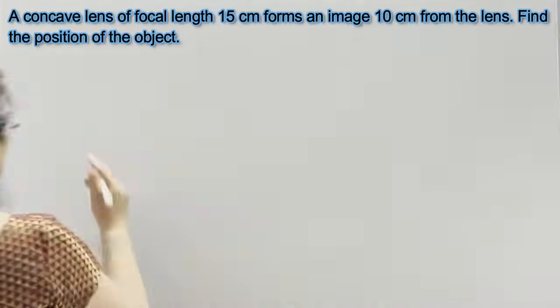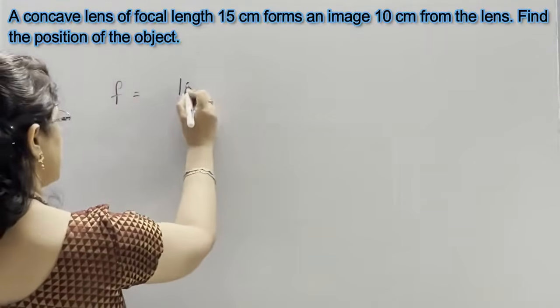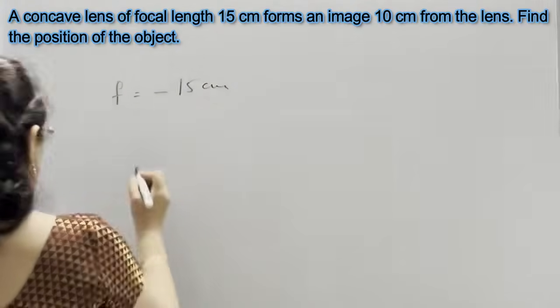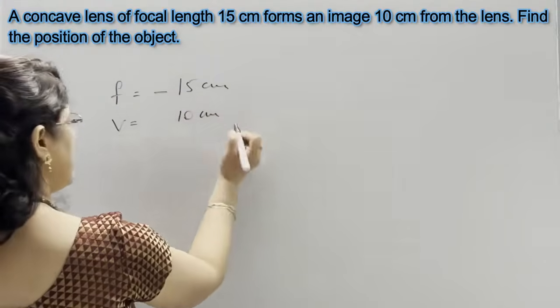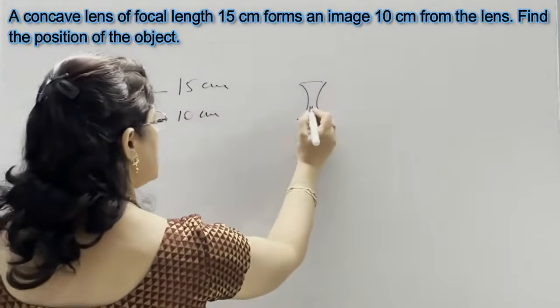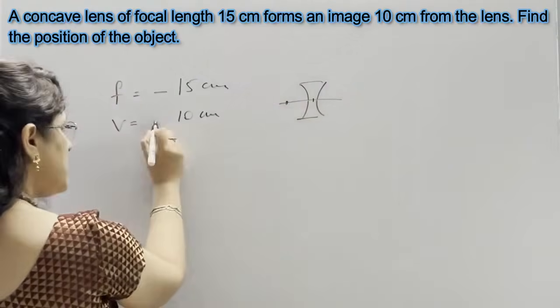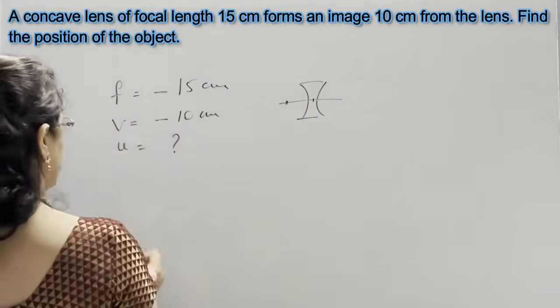So the focal length of the concave lens is given as 15 centimeter, but we know that we have to take a negative sign here. And the image is forming at a distance of 10 centimeter. And we know that in case of a concave lens, the image is forming on the left hand side of the lens. So it means we have to take a negative sign here also. Now we have to find the position of the object.